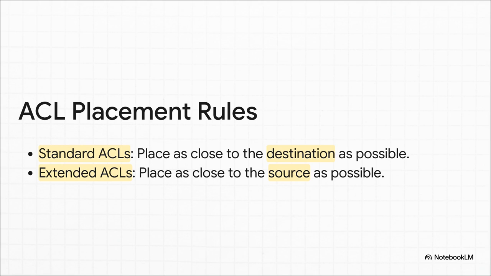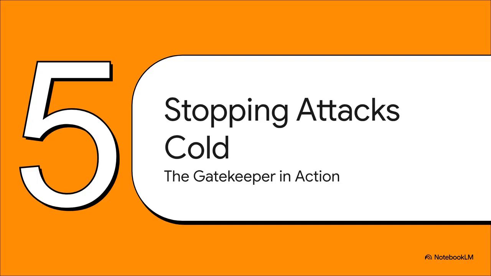And here are the two golden rules. For standard ACLs, you want to place them as close to the destination as you possibly can. Why? Because they're so broad, if you put them too close to the source, you might accidentally block legitimate traffic. But for those hyper-specific extended ACLs, you do the complete opposite. Get them as close to the source as possible. This stops bad traffic right at the front door before it ever gets a chance to chew up your network's resources. Okay, enough with the theory.